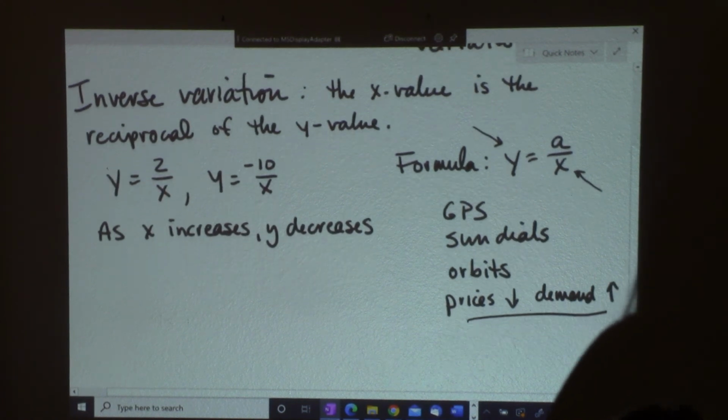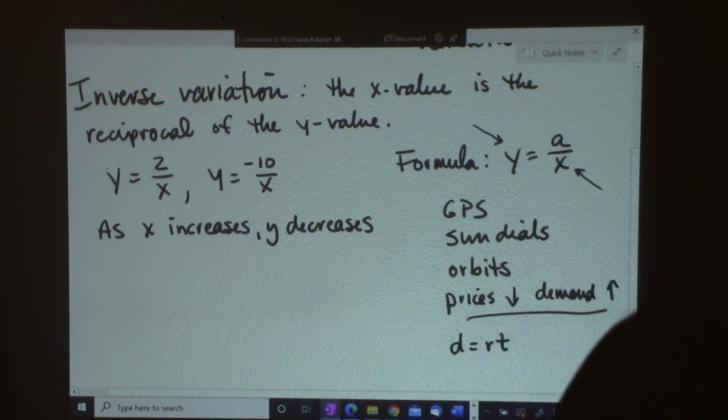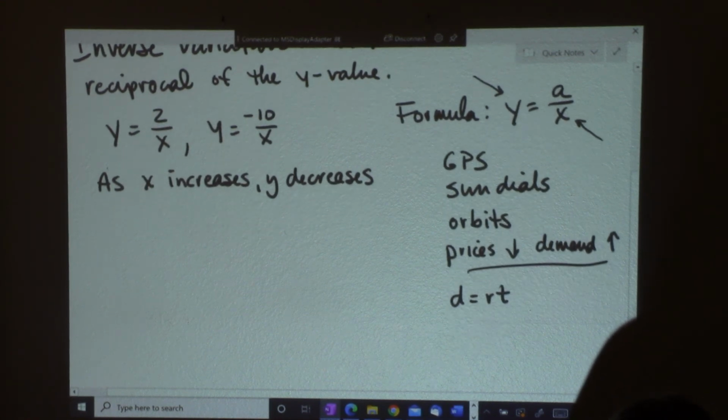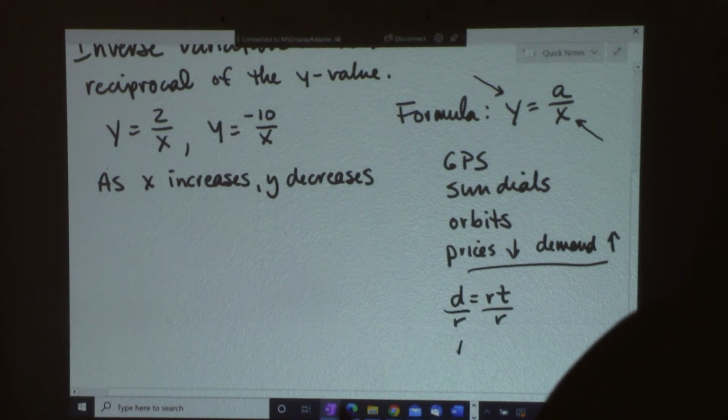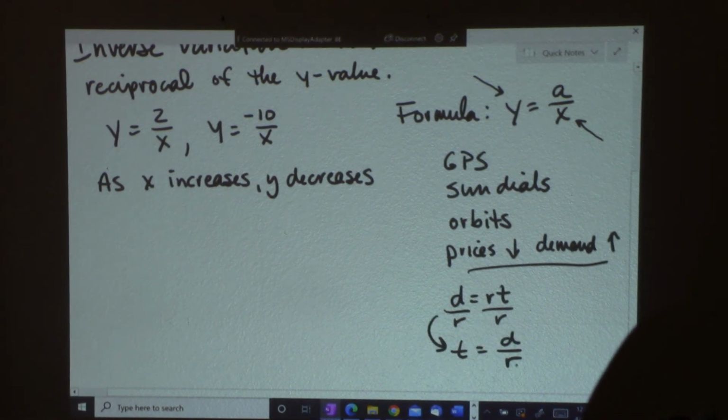Another example is our equation d equals rt. That is an inverse function, because if we get t alone like this and rewrite it like that, as speed increases, which is the rate, our time decreases. And that makes total sense. If you're going faster in your car, you get there more quickly, right? If you are going slower, then it takes you longer to get there. So there are many things that have this inverse relationship.